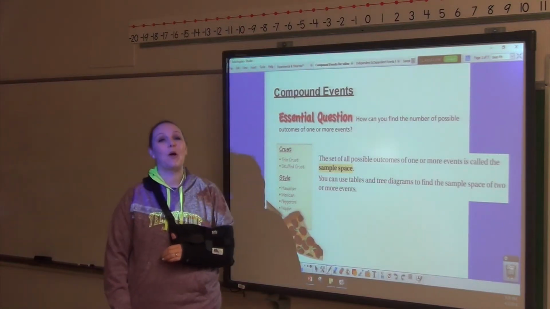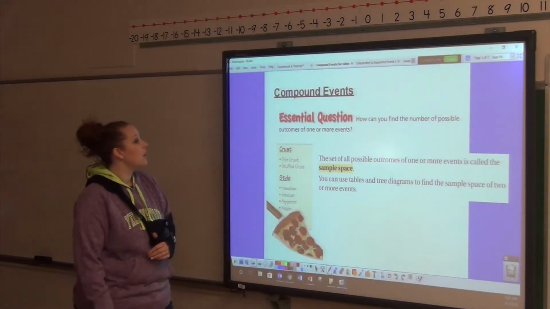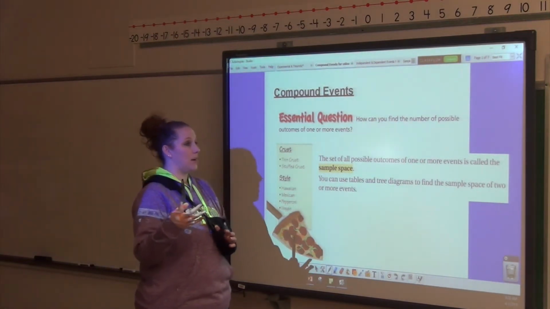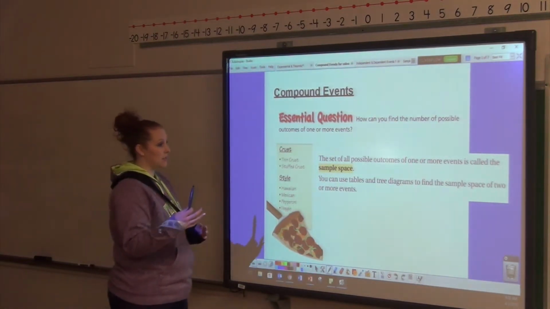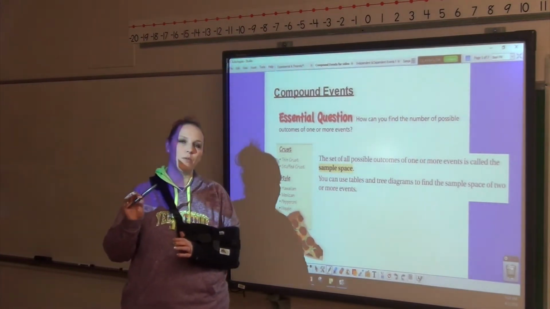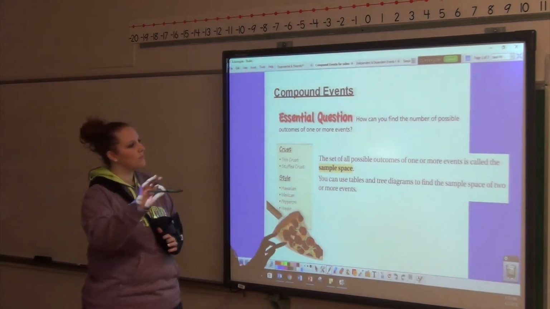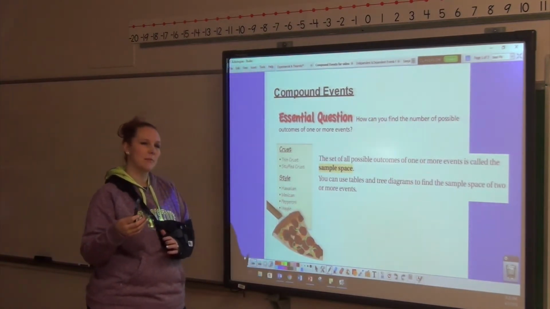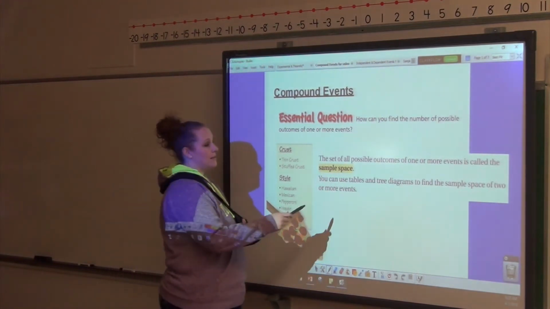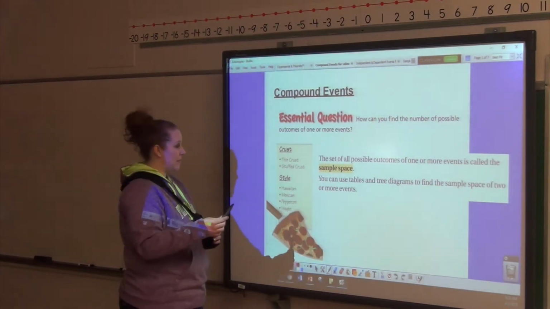Today we are talking about compound events. The set of all possible outcomes is your sample space. One of the big things with this is you need to keep your thinking organized. Sometimes it's a little bit difficult, but you need to be able to think organized. One way that is suggested is tables and tree diagrams, like you will see.